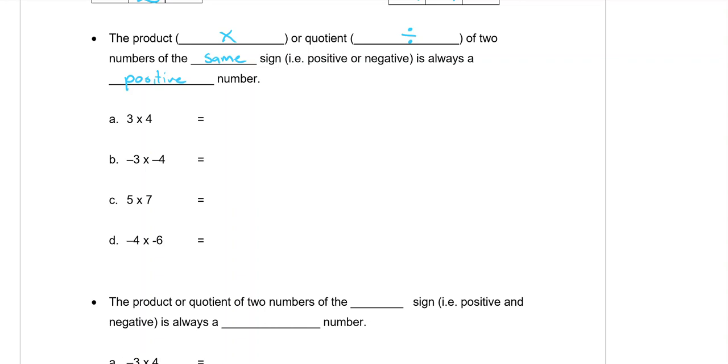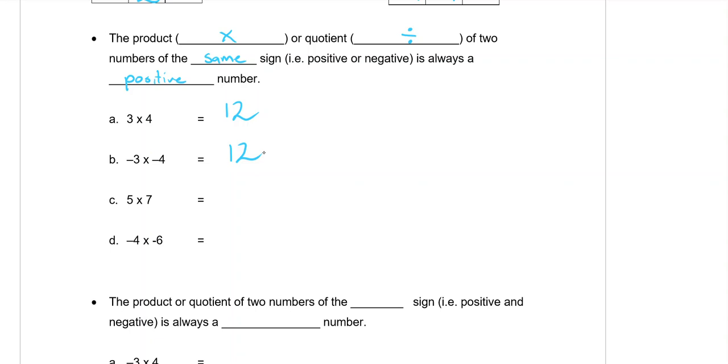So let's try this one. If there's no symbol there, this means that this is a positive 3. This one here is a positive 4, even though you can't see the plus sign, right? So a positive times a positive means my answer is going to be positive. 3 times 4 is 12. Okay, they're the ones we've been doing in primary school. Now we do the negative ones. A negative times a negative makes a positive. And 3 times 4 also makes a 12. So these two things are exactly the same.